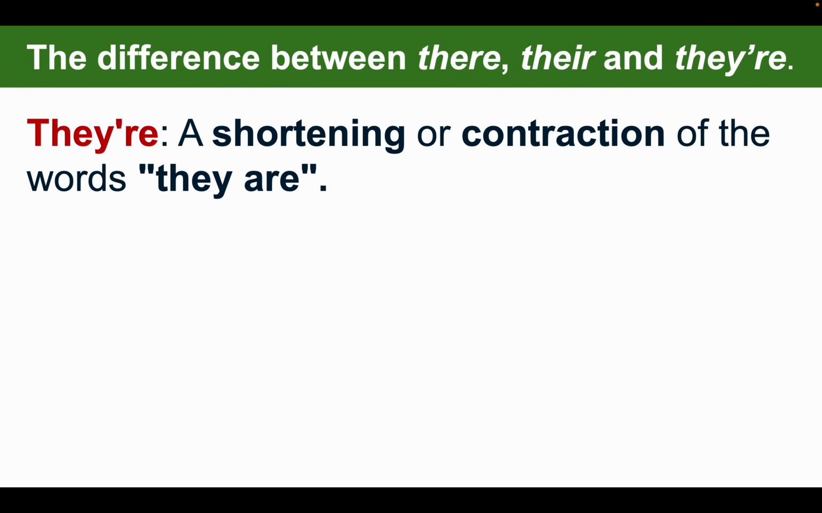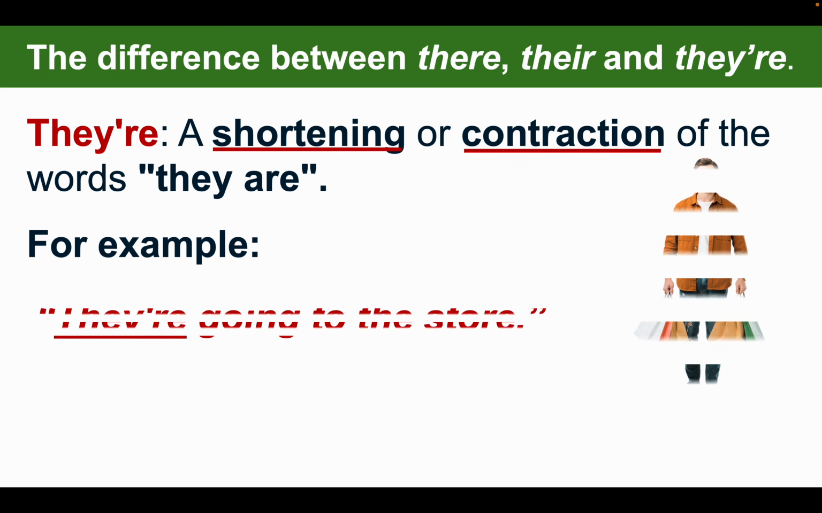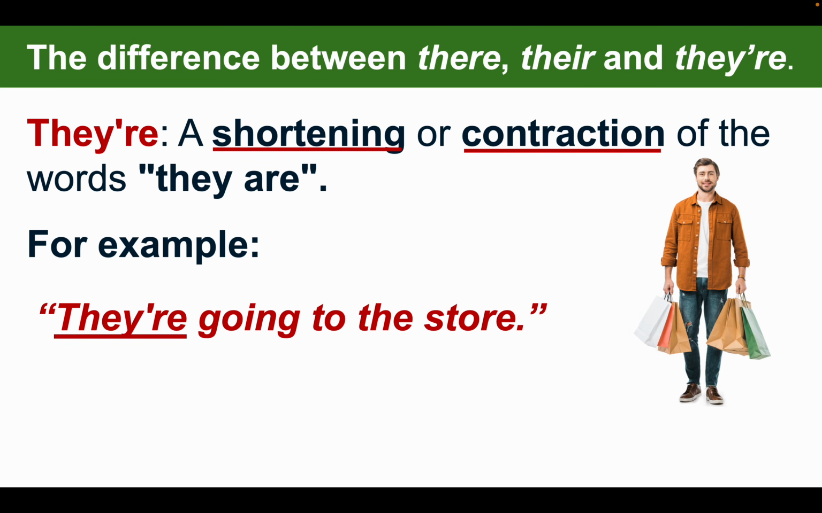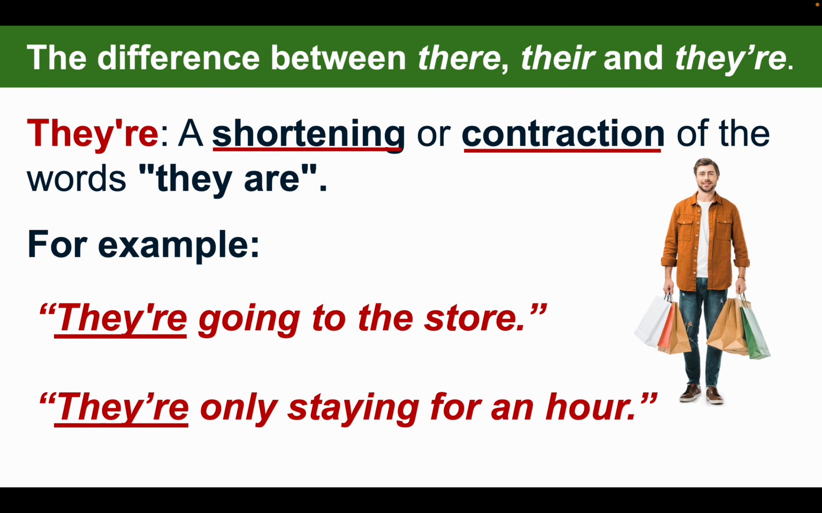There, T-H-E-Y apostrophe R-E is a shortening or contraction of the words they are. For example, they're going to the store. So that could be written, they are going to the store. Another example is, they're only staying for an hour. They are only staying for an hour. So there, T-H-E-Y apostrophe R-E is a shortening or contraction of the words they are.